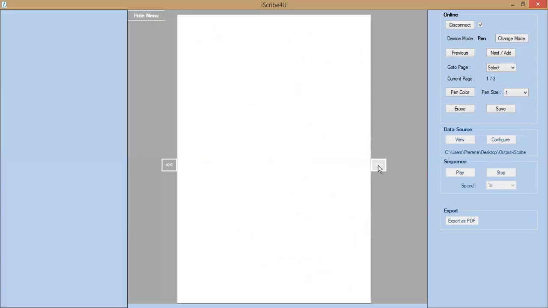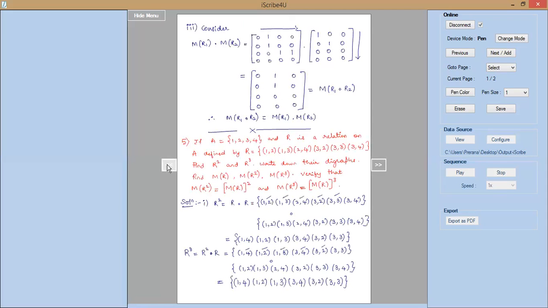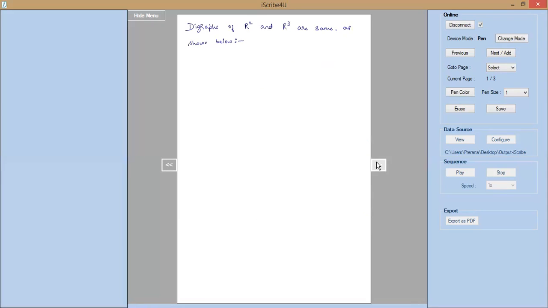Digraphs of R square and R cube are the same, as shown below. So let us write down the digraphs of R square and R cube. R square is nothing but R composition R, which means a on a. We have 4 elements, 1, 2, 3, 4, to draw the graph for us. So let us represent 1, 2, 3, 4.